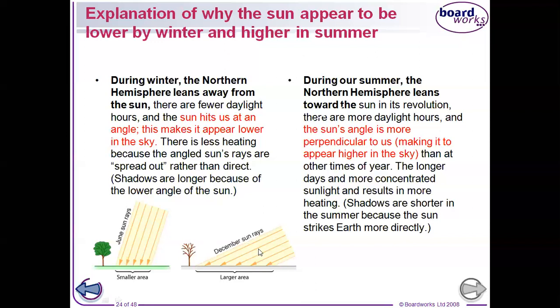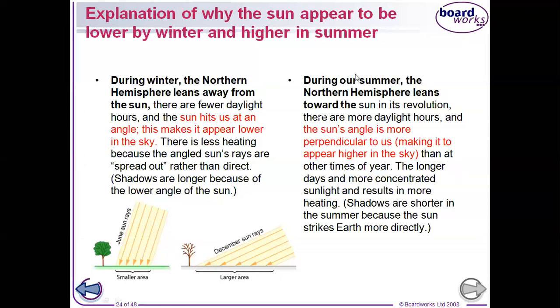That's exactly what's happening in this case. So during winter, the rays come this way, so the sun appears to be closer. For this reason, since the ray is not concentrated and comes at an angle, there is less heating, okay? Because the angled sun rays are spread out rather than being direct. And then this causes the shadow to be longer.